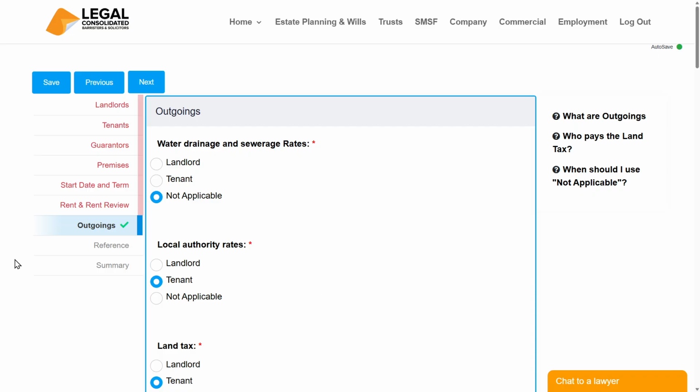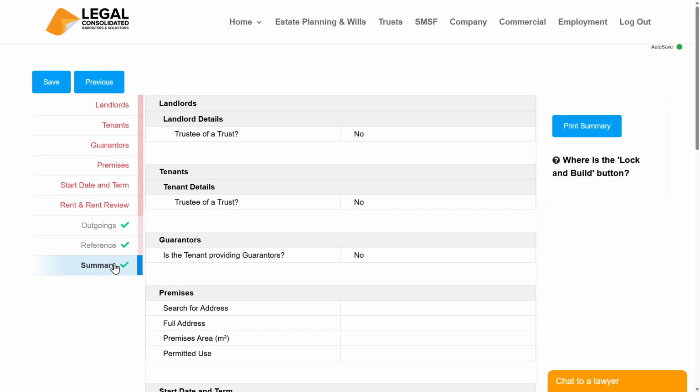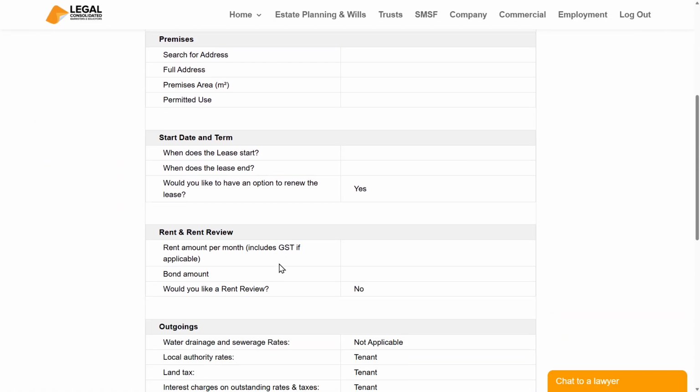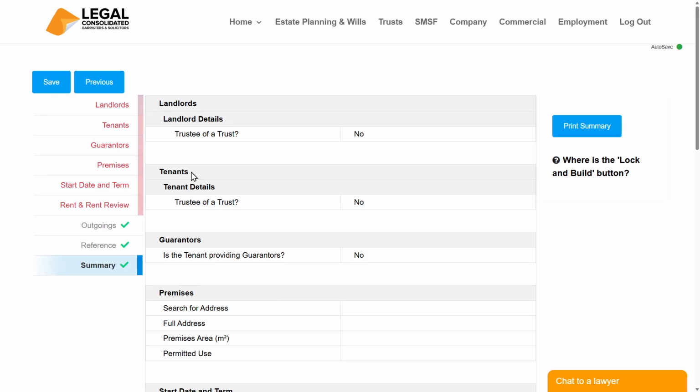The next question is merely the reference, which is just the name of the document, and then you get the summary where you'll check everything and make sure everything's right. That rent amount, it should be here, there's that and the other. So you will check everything, and then when you're ready, you'll get to lock and build. And obviously I can't get to lock and build because I haven't completed these ones, but when I do, I press lock and build, put in my credit card details, and within 2 minutes, the document will be prepared and emailed to you.